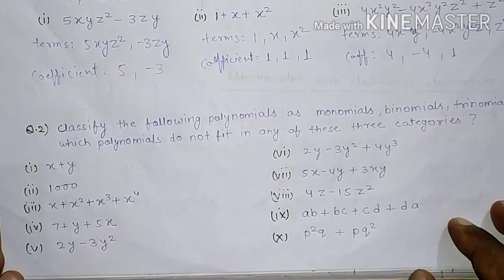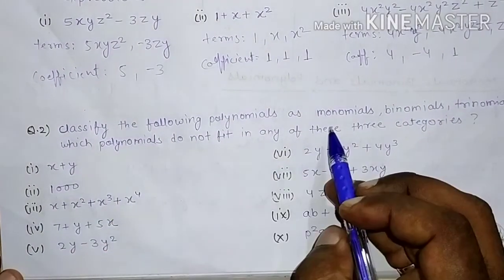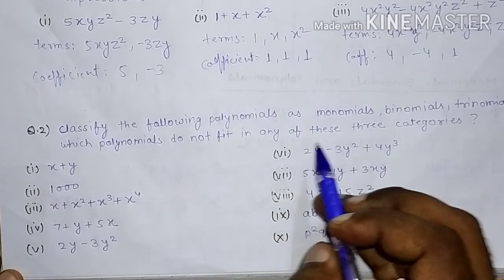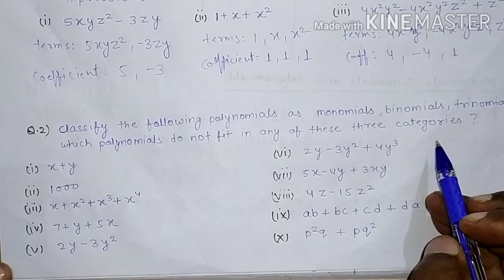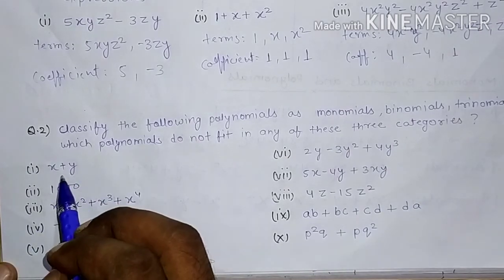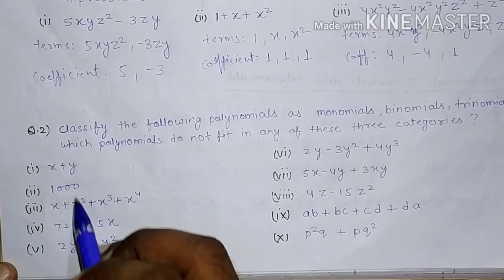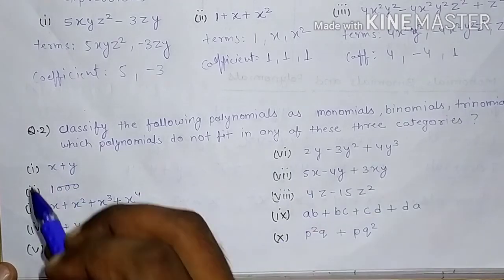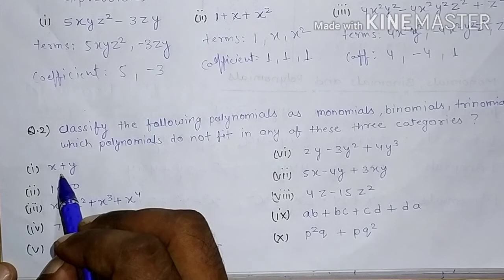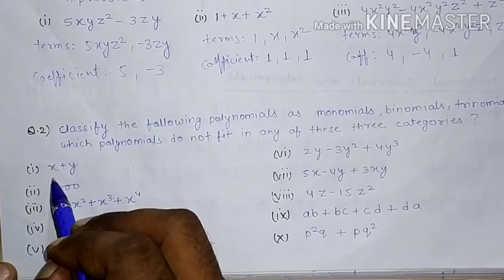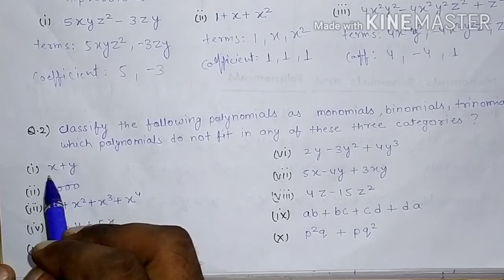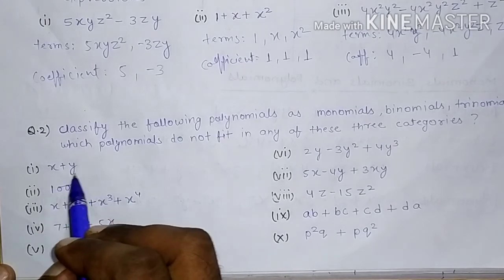Similarly, question number 2. Classify the following as monomials, binomials, trinomials. Which polynomial does not fit in any of these categories? So the first expression, x plus y, we have to state in which category it comes. Is it monomial, binomial, trinomial or polynomial, which out of these? In x plus y, there are two terms, x is the first term and y is the second term.